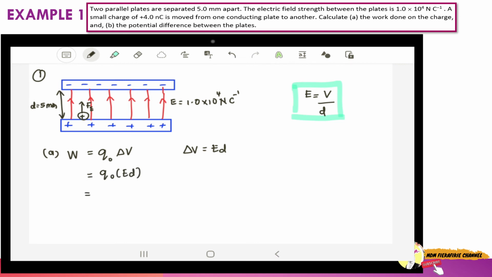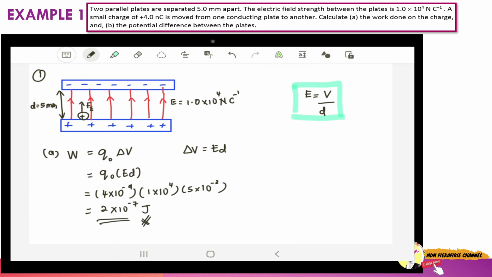Okay, where Q naught is equal to 4 times 10 to the negative 9, the electric field is 1.0 times 10 to the 4, and the distance between the two plates is 5 millimeter. Not 5 meter, 5 millimeter. And it's equal to 2 times 10 to the power of negative 7 joule.